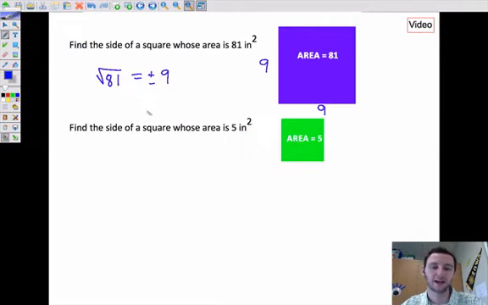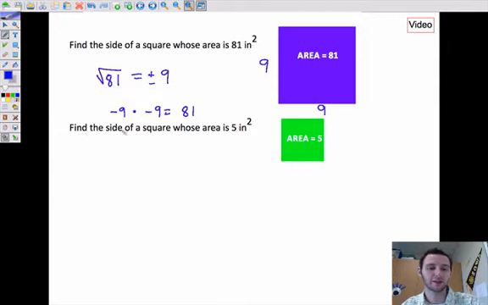Okay, and the reason for that is if you take a negative 9 and do the opposite of square root, so square it, so multiply it by itself, negative 9 times negative 9, the negatives cancel each other out, and this just becomes a positive 81 again. Okay.